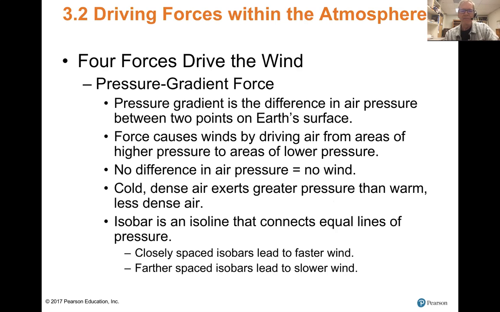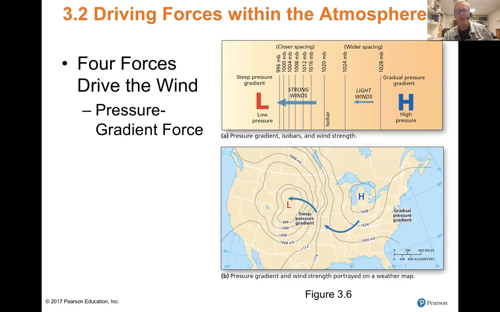When we map this, we use what we call an isobar, meaning that it connects points of equal pressure. It's an isoline, iso meaning equal. So in this case, it's an isobar, meaning the line connects points of equal air pressure. And when you see this on a map, if the lines are spaced very close together, that means the wind is fast. If the lines are farther apart, that means it's a slower wind speed. So that's kind of what it looks like.